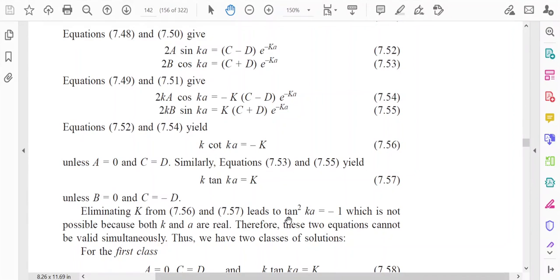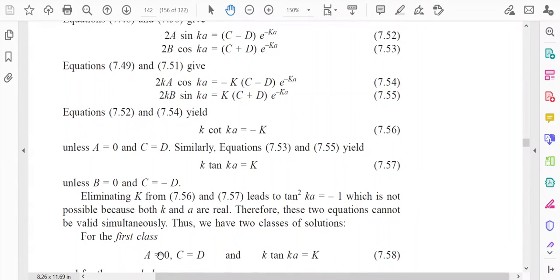But you see that this is a square of tan k, and the square of something cannot be negative, so this is not possible. Therefore, these two equations, this one and this one, cannot be valid simultaneously. Thus, we have two classes of solution.